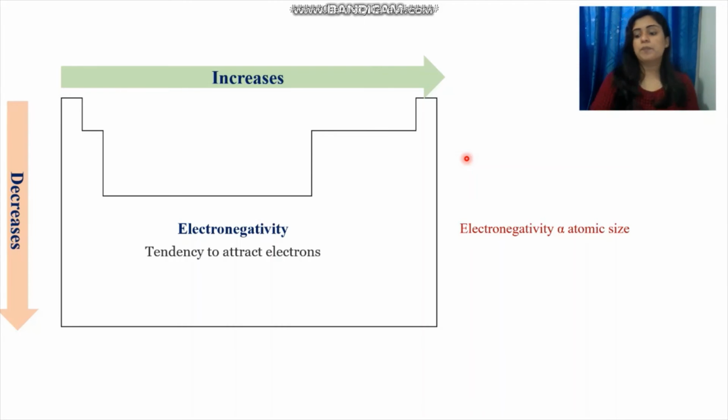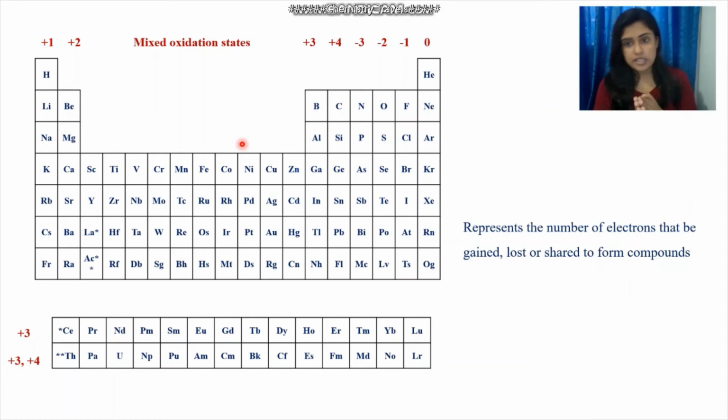Okay, clear. The next one is oxidation state, which represents the number of electrons that can be gained, lost, or shared to form compounds. In simple terms, we can consider it like that. It is actually the charge, and you can consider it as the number of electrons that a particular element can gain, lose, or share to form several compounds. This oxidation state is important in forming several compounds.